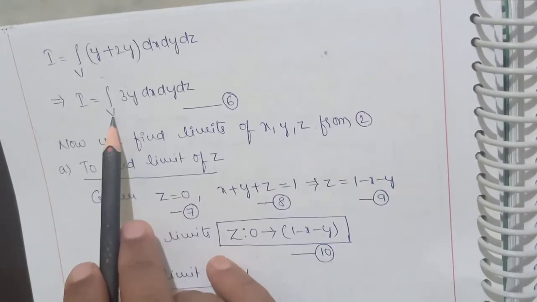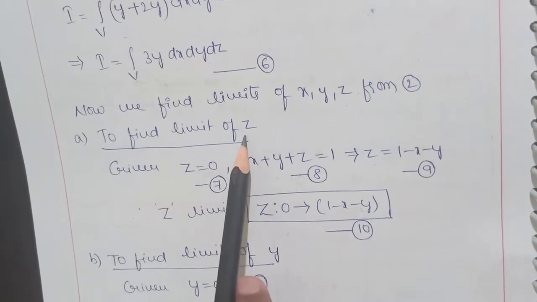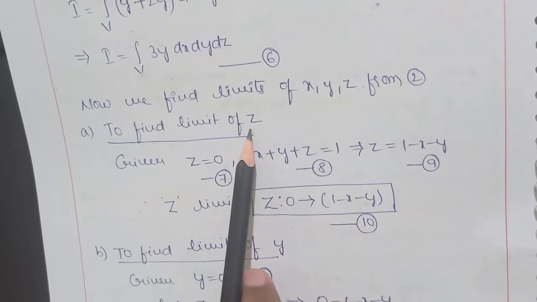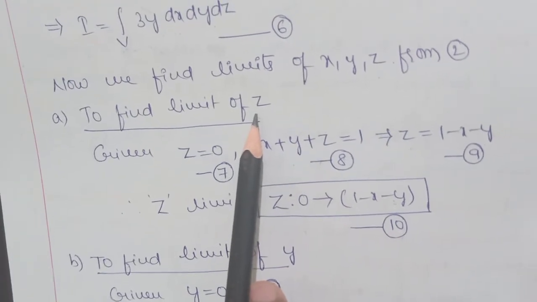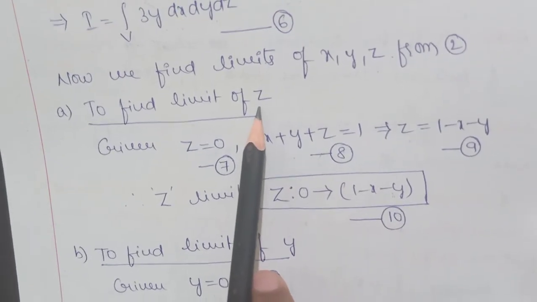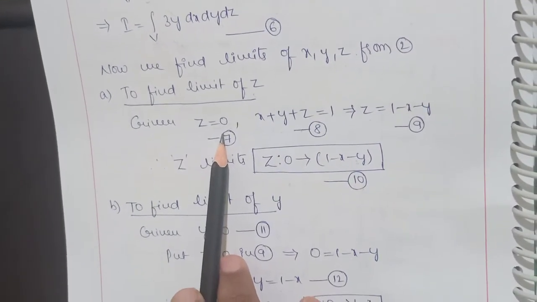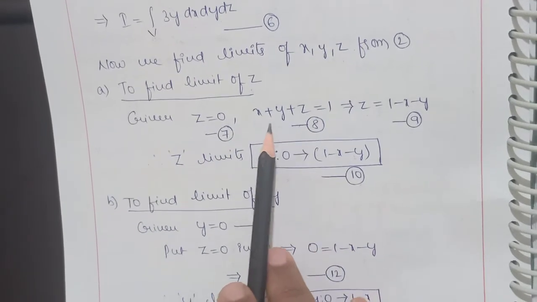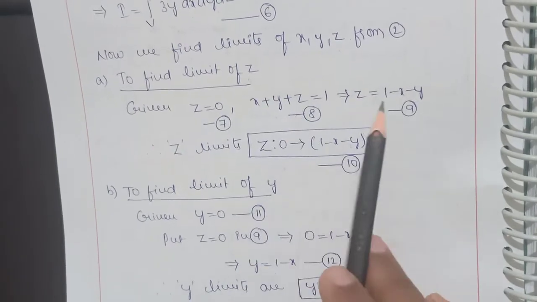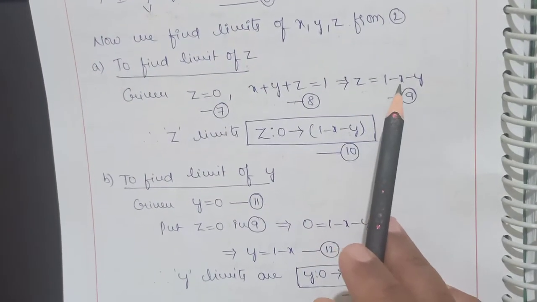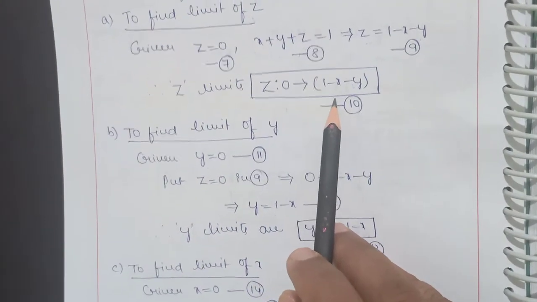Now you have to calculate the limits of our volume integral. For that, we have taken the first limit, that is z. In the previous video, we have discussed how to calculate the limits and what preference should be given in the x, y, z values. So first you will be giving the limit of z. For that limit of z, z is equal to 0, the lower limit is already given in the question. From the plane equation x plus y plus z is equal to 1, you will be finding z in terms of x comma y. So you will be writing z is equal to 1 minus x minus y. So your z limits are 0 to 1 minus x minus y.